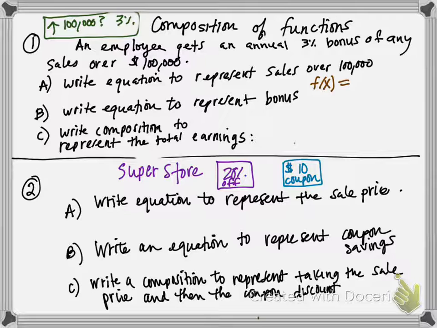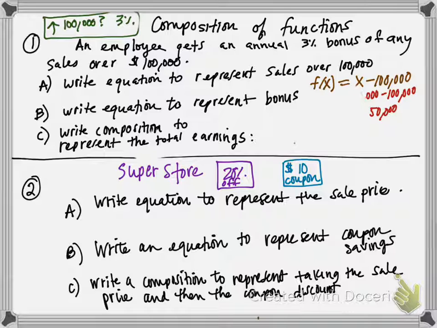So if the sales are over 100,000, we have to figure out how much they're over. Say they sold 150. I would take 150 and subtract 100,000 from that in order to figure out how much over they are. For instance, if I plug in 150 for x, so say they had 150,000 in sales, we would subtract 100,000 to say that they sold an extra 50,000, right?